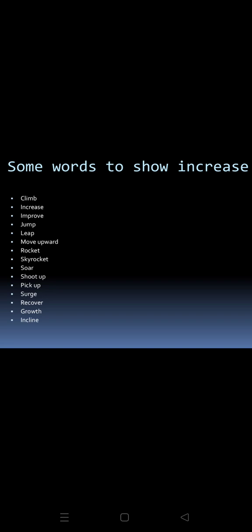So, some words to show increase, you can say climb, increase, improve, jump, leap, move upward, rocket, and skyrocket. Rocket and skyrocket are used for a rapid increase, when the increase is at a very fast pace. Soar, shoot up, pick up, surge, recover, growth, incline. All these words can be used for an upward trend when there is an increase.